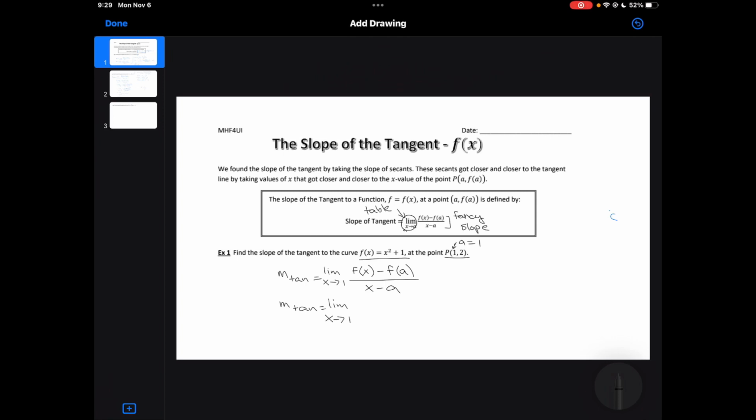So we are looking at what happens as we get close to 1. Our f at x, we know, that's x squared plus 1. F at a is just our function, x squared plus 1, evaluated at x equals a. So we're going to have a squared plus 1 here. Or sorry, our a is 1. So 1 squared plus 1. And then we've got x minus 1 on the bottom. So now we're going to simplify as much as we can.